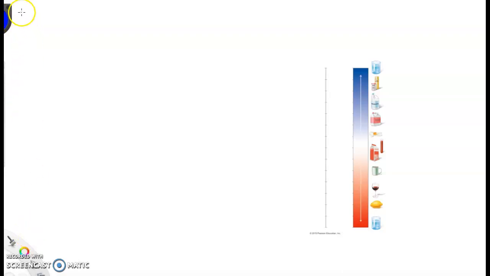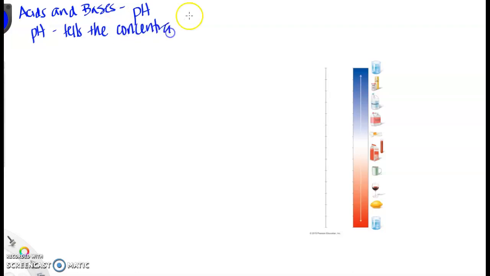When we talk about acids and bases, we need to talk about pH. pH is a scale that tells the concentration of hydrogens in a solution.